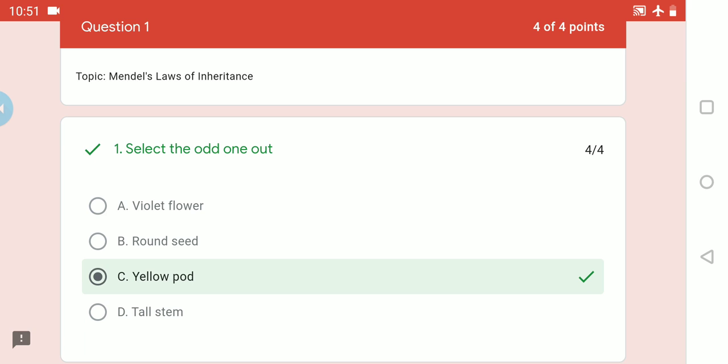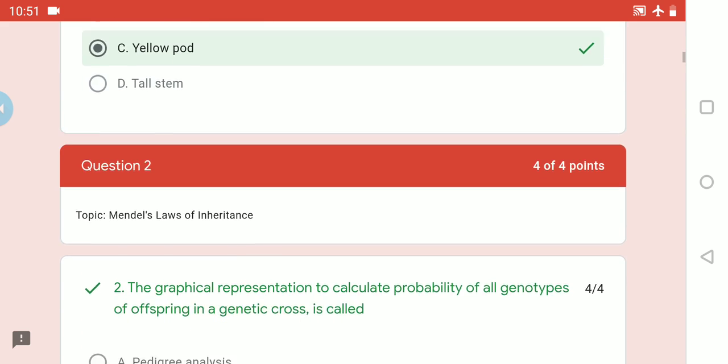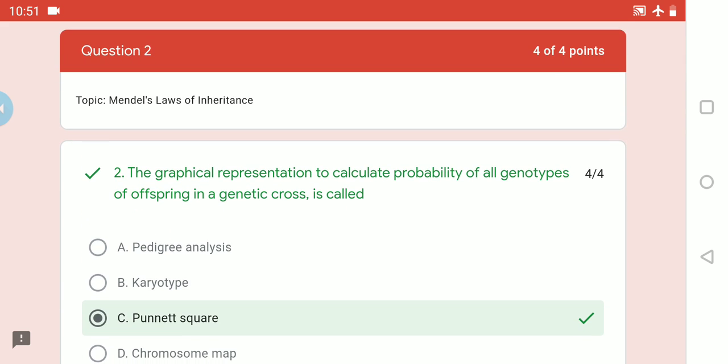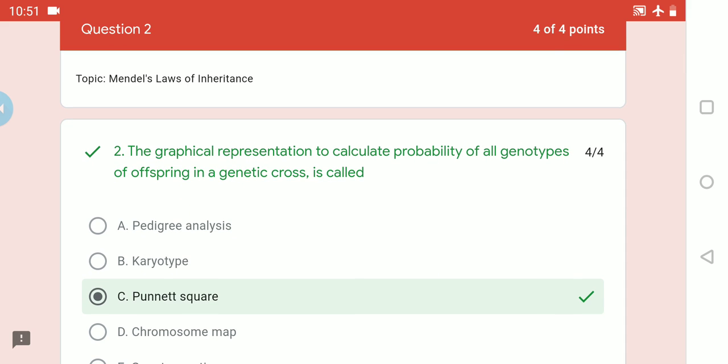Did you get it? Yes. So this is how you should be ready to analyze the question, as well as understand the particular topics. The next question, the second one. This is also related to Mendel's laws of inheritance. The graphical representation to calculate the probability of all genotypes of offspring in a genetic cross is called. If you remember the definition, you can directly answer. Yes, the answer is clear.